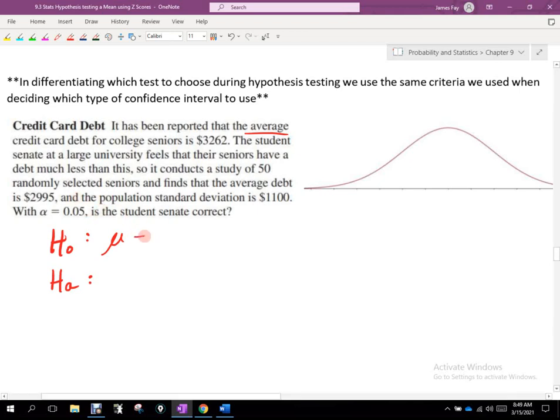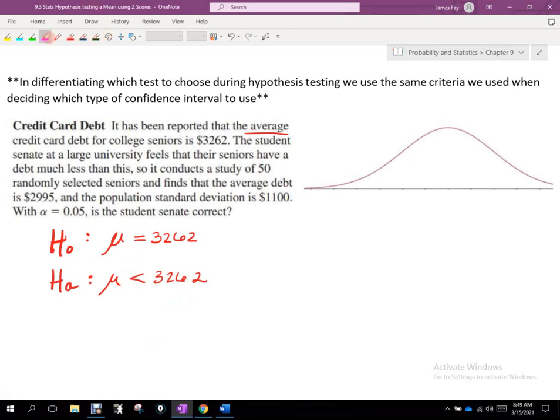3262. Okay? So that is our null hypothesis. Remember, that's always what the accepted value is. Okay? In this case, the accepted mean. Okay? What is the student senate arguing here? What is their claim? That it's below that. Okay? So it's saying it has a debt much less than this. So we would say less than 3262. Is that okay with everybody?